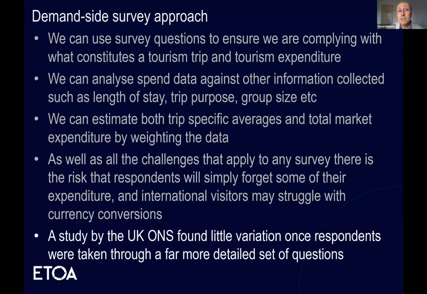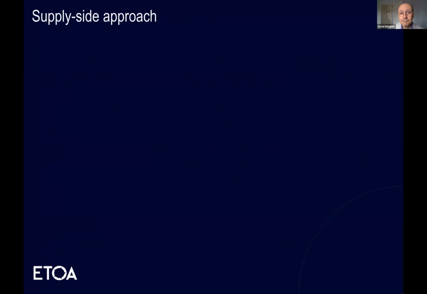And then they took a subsample aside and took them through a really long, detailed set of questions about their expenditure to figure out whether or not, when people were given lots of prompts, they gave a different overall figure to that rather simplistically asked question. And the good news was that those who had initially overstated were almost matched identically by those who had understated. So the overall average was in fact not different at all.